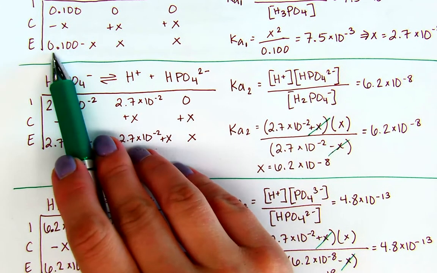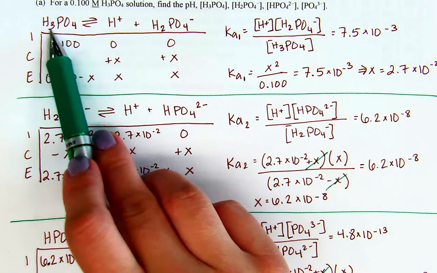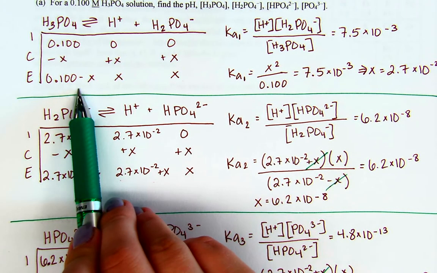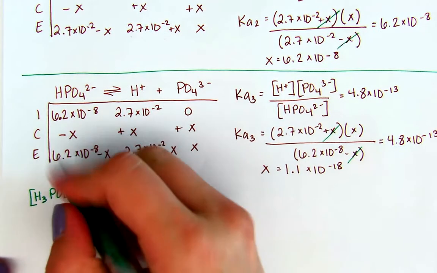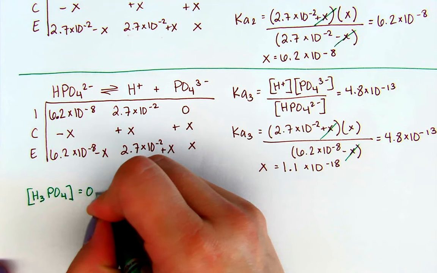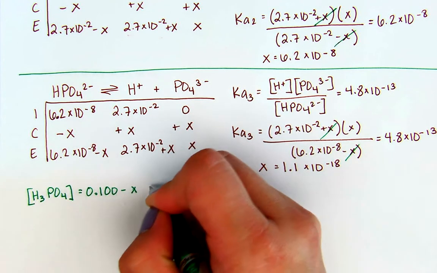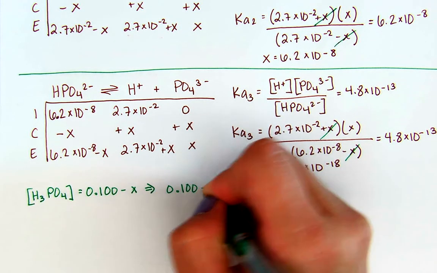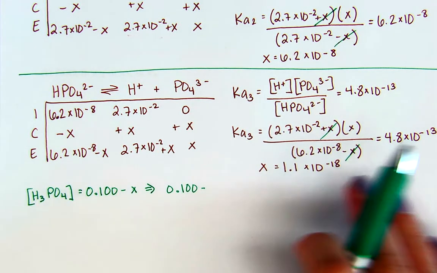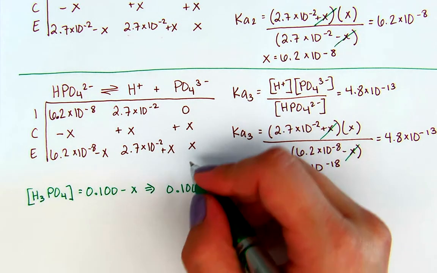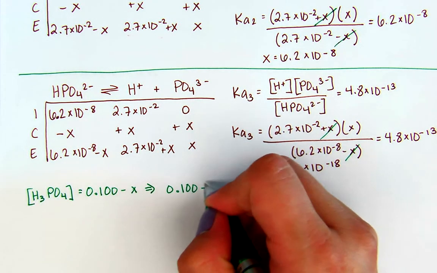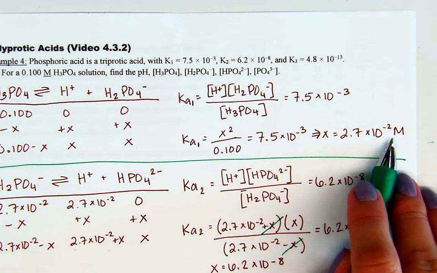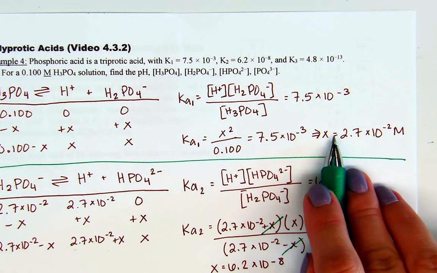Okay, so H3PO4 is going to be right here, 0.100, so you can't see that, H3PO4, 0.100 minus x. So that equals 0.100 minus x, which plugging in x, we have 0.100 minus, and then our x there is 2.7 times 10 to the negative 2. So our x here for that problem was 2.7 times 10 to the negative 2. Now x goes with this problem.